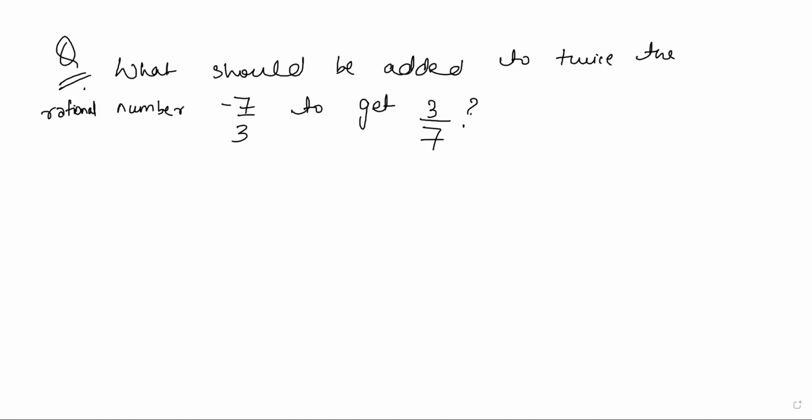Yes, Saban. What should be added to twice the rational number minus 7 by 3 to get 3 by 7? Okay, Soban? Note down the question, then we'll start.